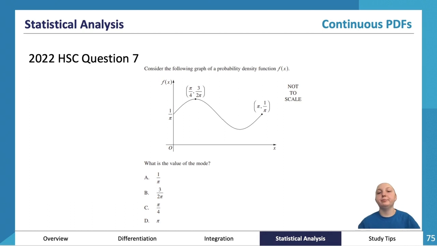Okay, so this is again from the 2022 HSC. Multiple choice question. Consider the following graph of the PDF f of x. What is the value of the mode? First thing to consider with this question, probability density functions means that on our y-axis is the probability that something happens, and then this is the outcome on the x-axis.